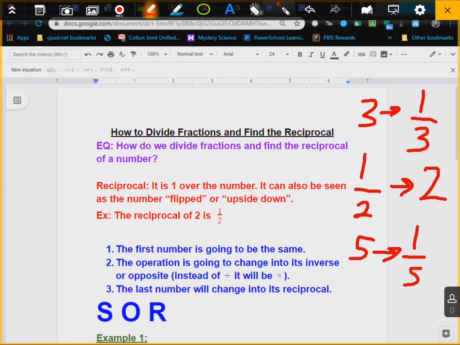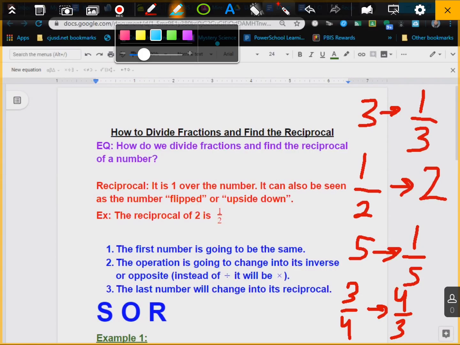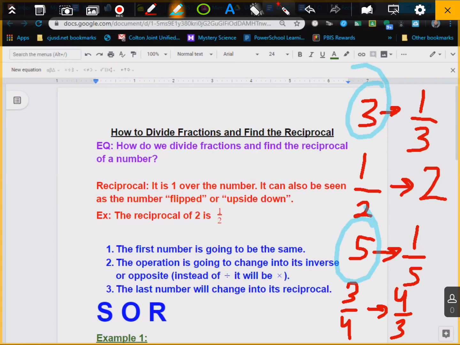And if you have another fraction like 3 over 4, well, that reciprocal is 4 over 3. So it very simply is just the number flipped. The numerator goes to the denominator, and the denominator goes to the numerator. If it's a whole number, like in the case of 3 and 5, then that just goes in the denominator, and you put a 1 in the numerator's place. And we know that because every whole number has an invisible 1 under it, okay?